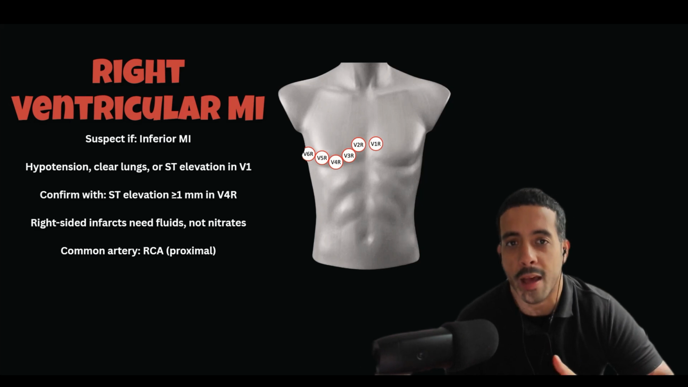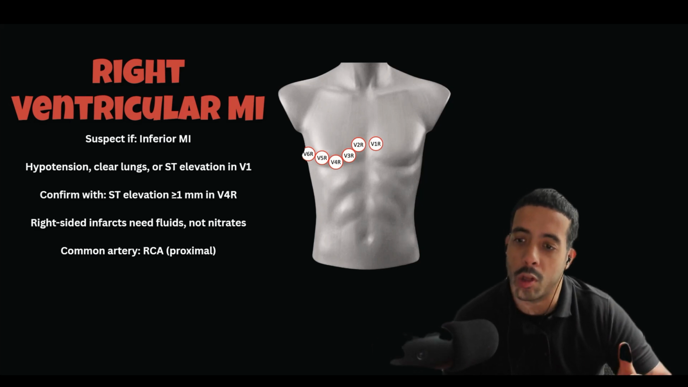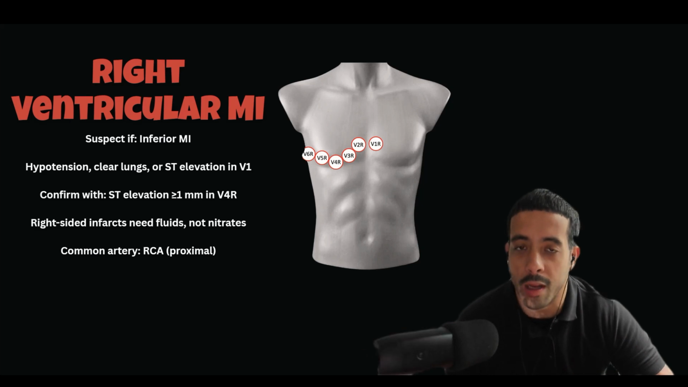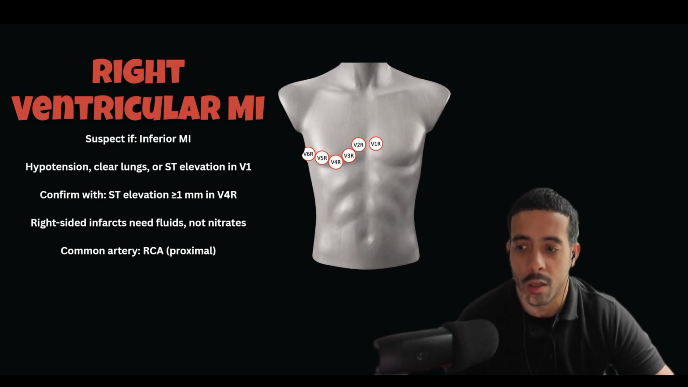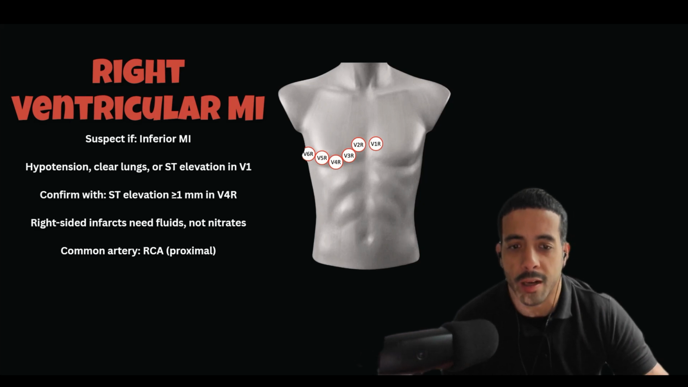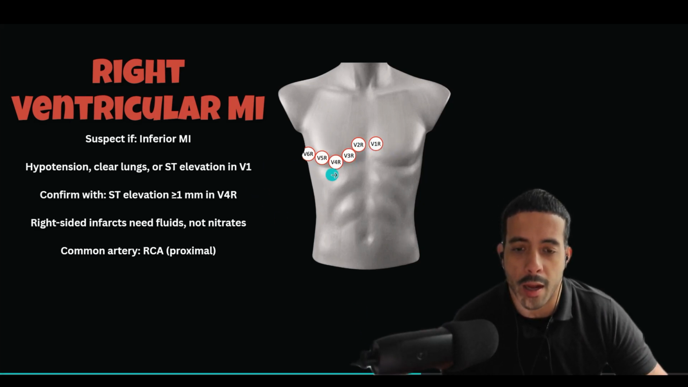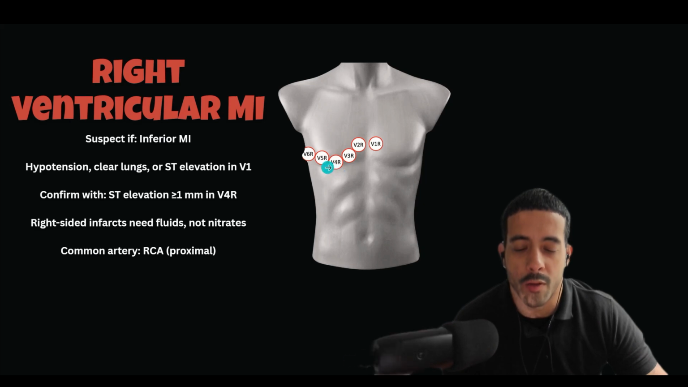And remember, the right side of the heart is preload dependent. So if you decrease the preload and the person's already having a hard time by having ischemia, by having an infarct of this muscle tissue on the right side, and you're also giving it less volume, what will end up happening is you will end up doing more harm than good for this patient. So you have to go ahead and put the leads the way you see here. And if you see elevations of 1 millimeter or more on V4R, which is right here, then that is confirmation for a right-sided or right ventricular myocardial infarction.